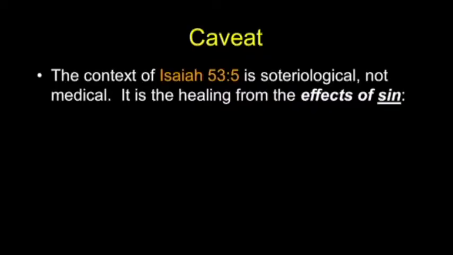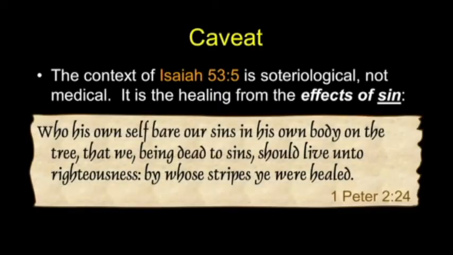There's a caveat I want you to be aware of. The context of Isaiah 53:5 is soteriological. It has to do with salvation, not medical healing. It's the healing from the effects of sin. That's what it's all about. And 1 Peter 2:24 is your anchor for this. Peter points it out: who his own self bare our sins in his own body on the tree, that we, being dead to sins, should live unto righteousness. And then he quotes this very passage, by whose stripes ye are healed.